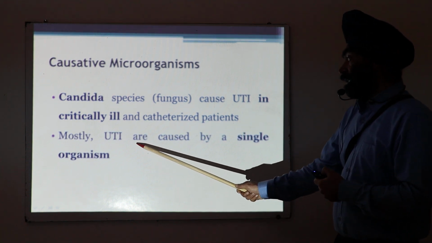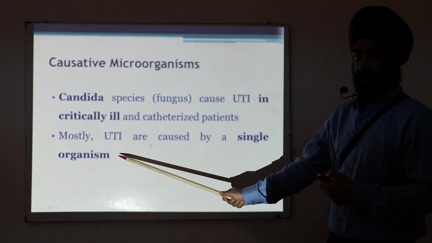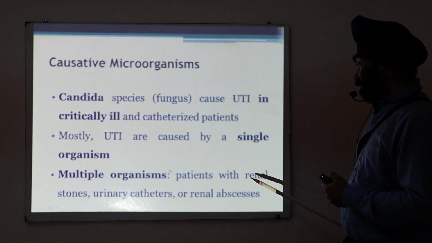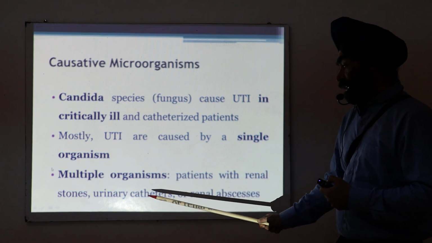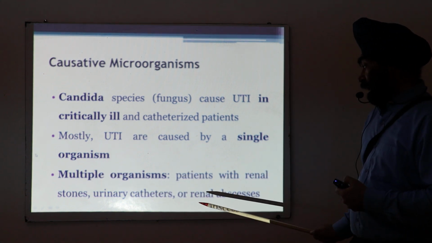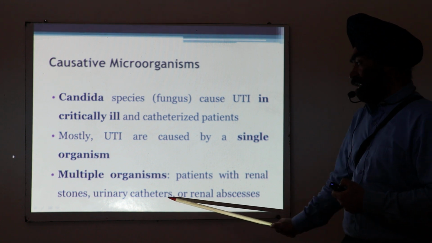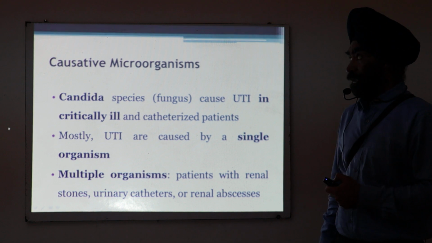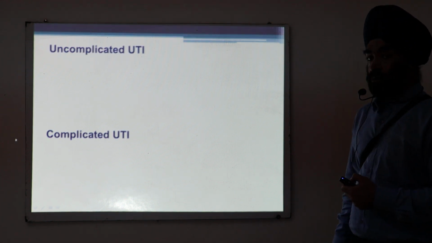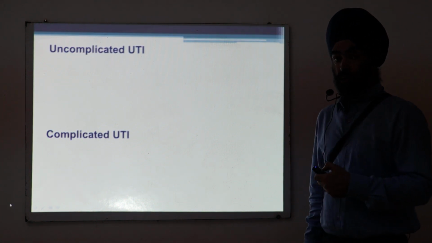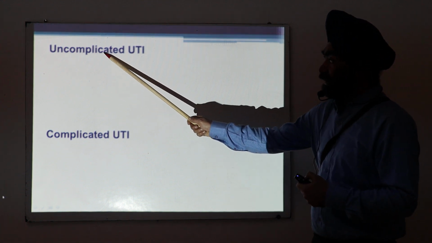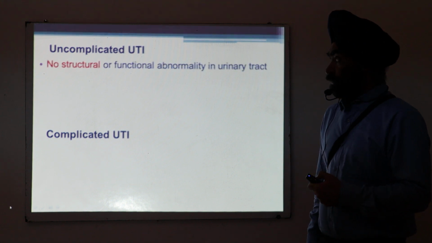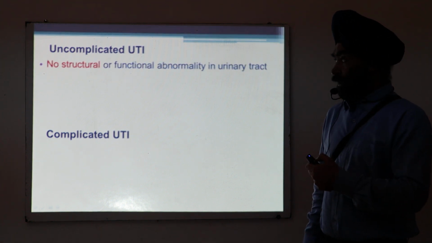Mostly UTIs are caused by a single microorganism, but sometimes if the person has a renal stone, renal catheters, as I told, or renal abscesses, then multiple microorganisms may be there in the UTI. So now we can also classify UTI into 2 other types. One is called uncomplicated UTI, and the second is called complicated UTI. Now I will differentiate between these 2 one by one.